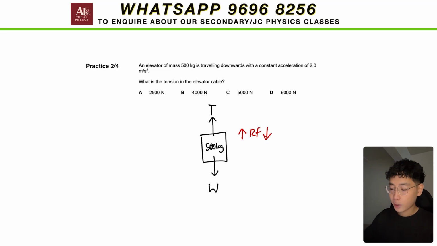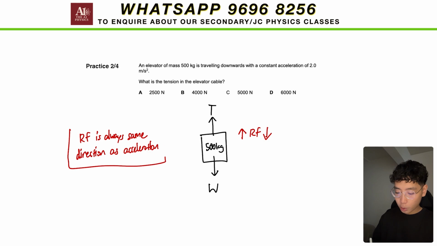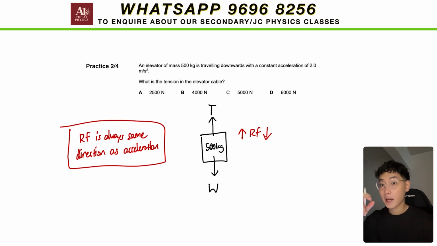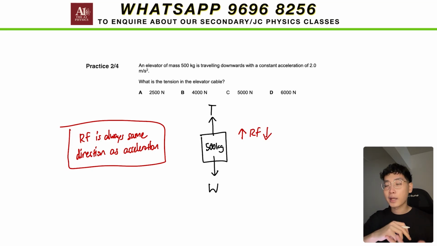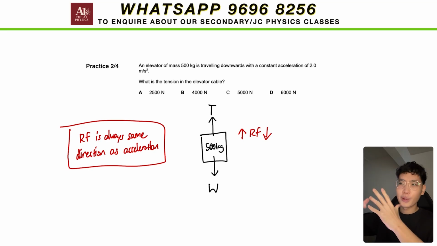And here's the concept that I want to introduce. Your resultant force is always in the same direction as the acceleration. So if your resultant force is to the right, it means that you accelerate to the right. If your resultant force is to the left, it means that you accelerate to the left, right? I mean, it kind of makes sense. Like if you push something to the right, it means that it will accelerate to the right.